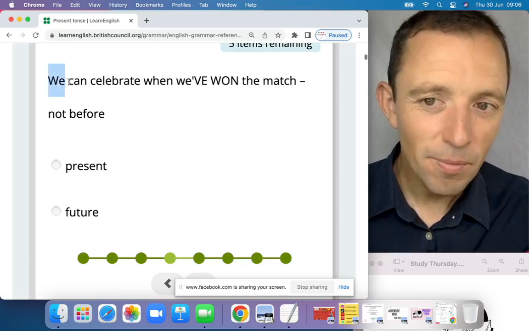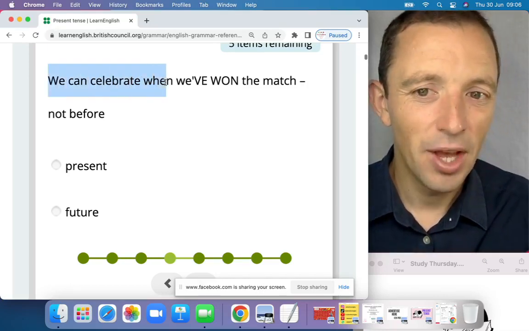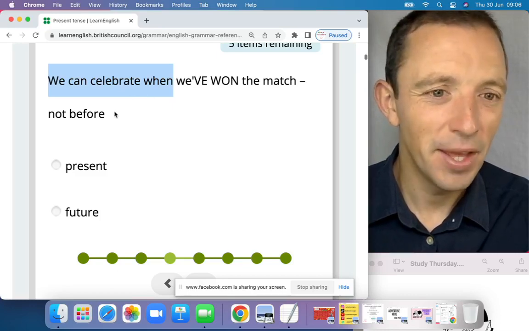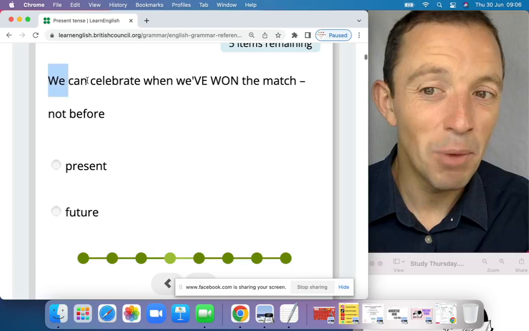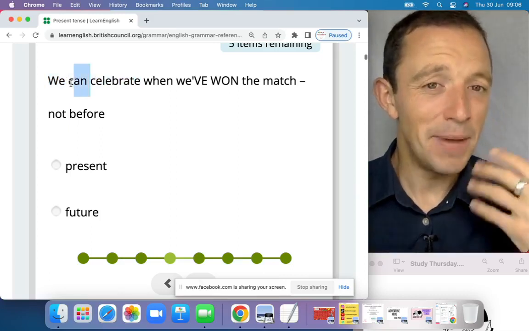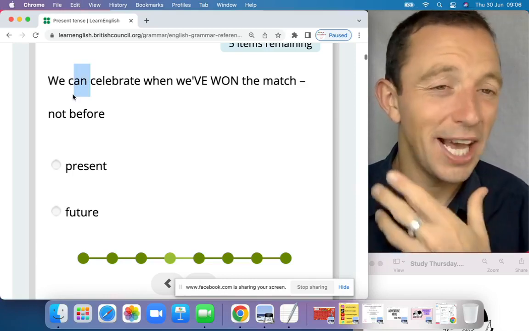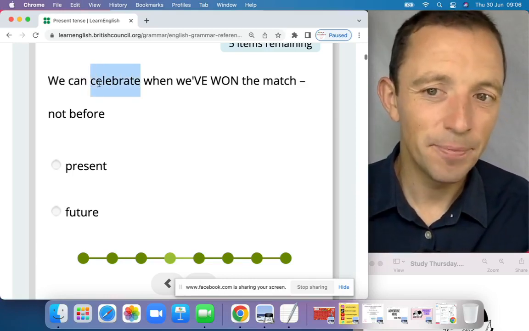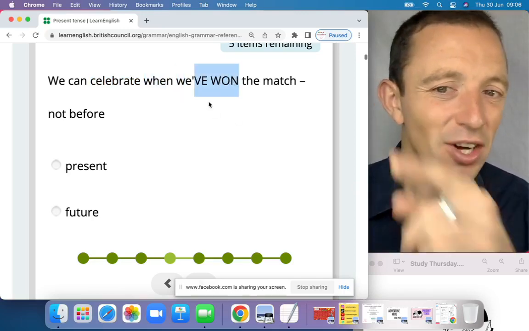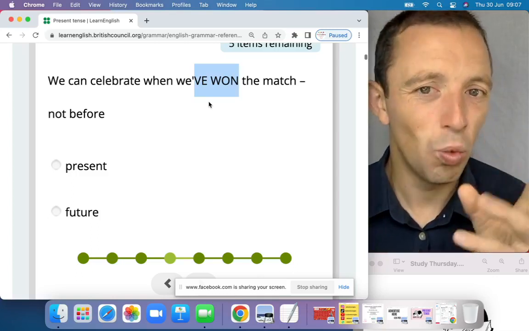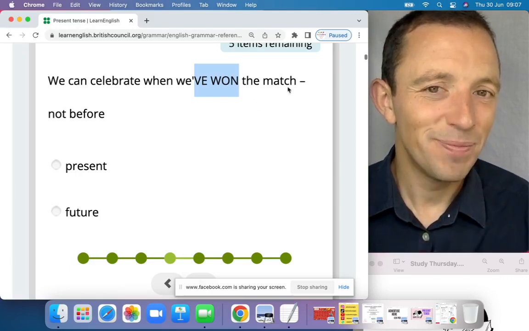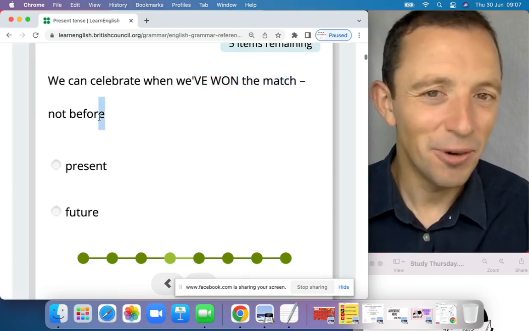Excuse me. We can celebrate when we've won the match, not before. So subject we, can is the modal. Celebrate is the next verb. Can is for ability and permission. So we have the permission to celebrate when, subject, we have won. The auxiliary have plus the participle won. This is the present perfect. The match, the game, not before.